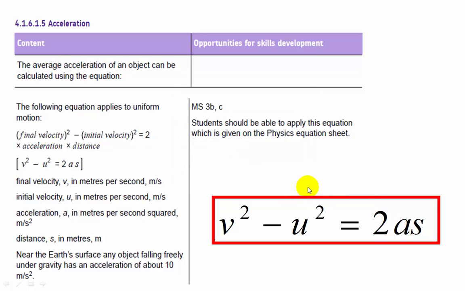Okay, this is a presentation designed to help teachers and students with a small part of the new combined science curriculum being offered by AQA. This is off the draft spec, but basically there's a formula in here, v squared minus u squared equals 2as, that all students will need to be able to use, not just people doing the three or single awards, not just people doing higher tier, but all students.